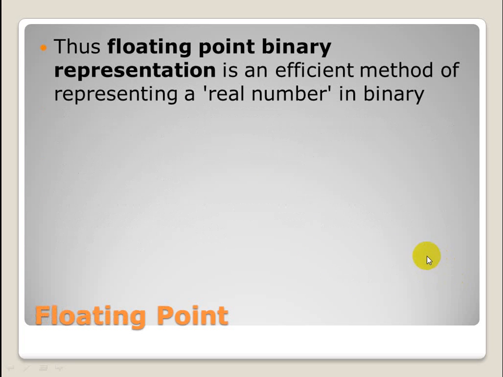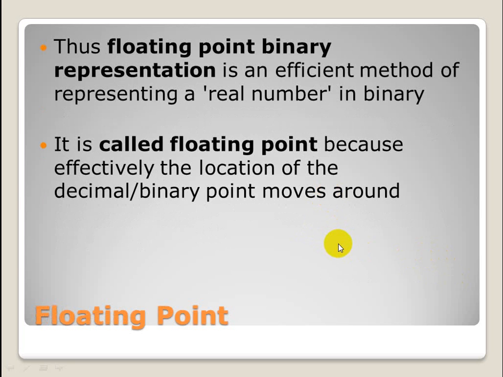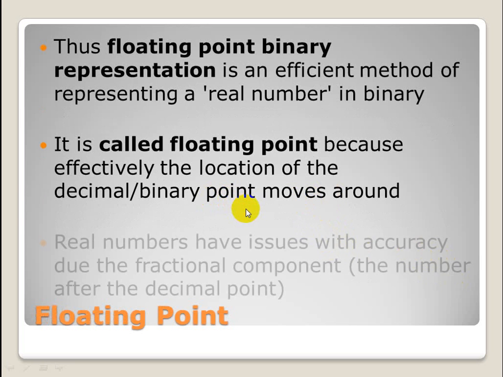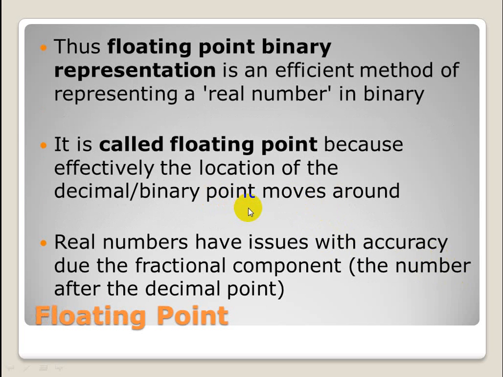So floating point binary is a representation. It's a way of notating, an efficient method of representing a real number in binary. It is called floating point because effectively the location of the decimal or binary point moves. Real numbers have issues with accuracy due to the fractional component, i.e. the number after the decimal point. How can we get that accurate? By representing it in binary accurately.